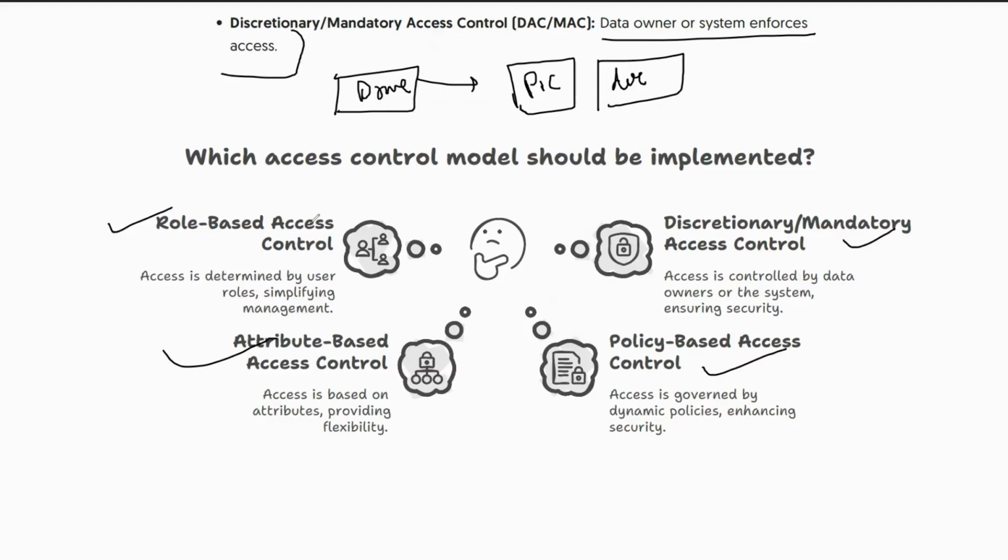ABAC, attribute based, is if you want to go further granular on the role based access control. Because one of the challenges with role based access control is you need to create a lot of groups. So hence you move into access based on attributes, providing more flexibility. Okay, so that is how you decide which access control model should be implemented.